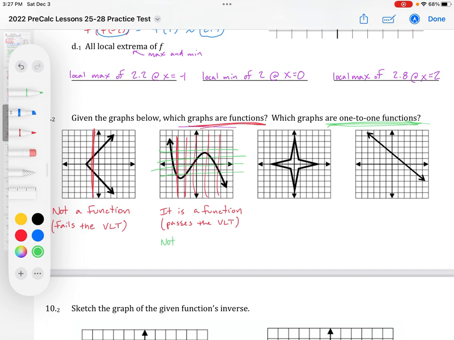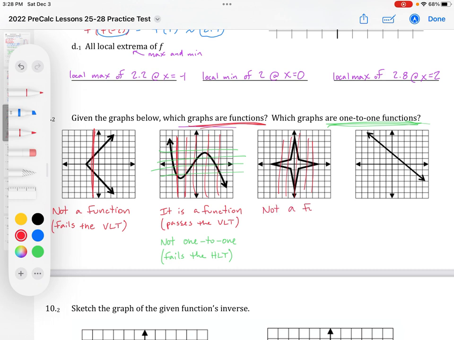So we would say this is not one-to-one, and that's because it fails the horizontal line test. So a horizontal line test, if a horizontal line passes through the function just once, then we say it's a one-to-one function. All right, in our next one, I am noticing that this is not passing the vertical line test.